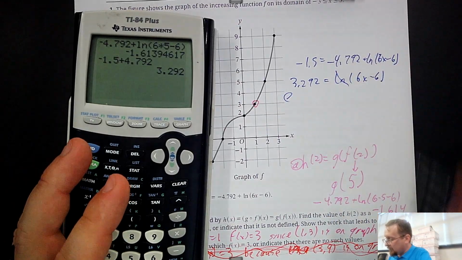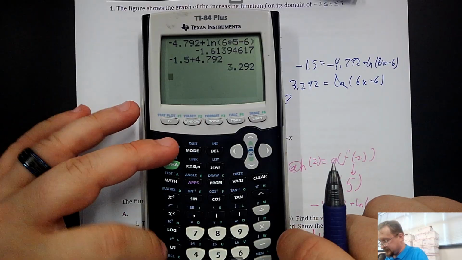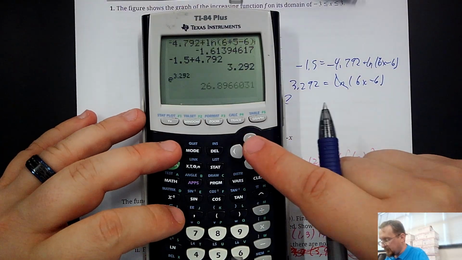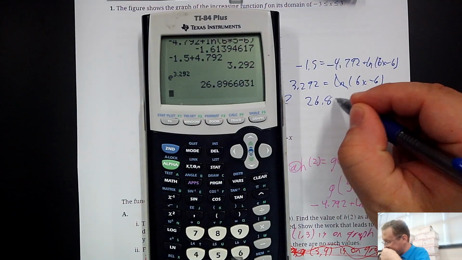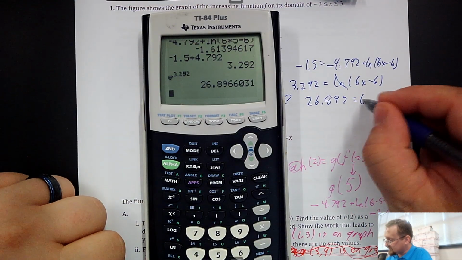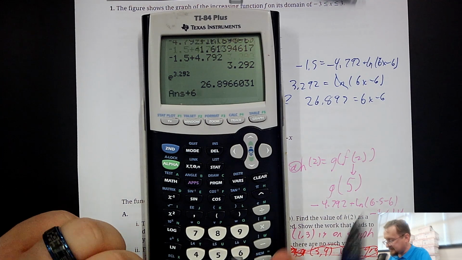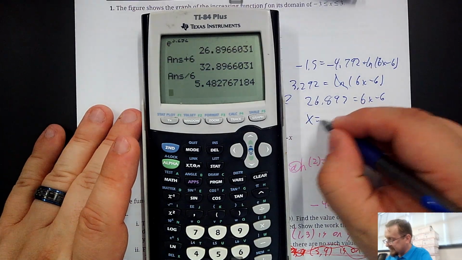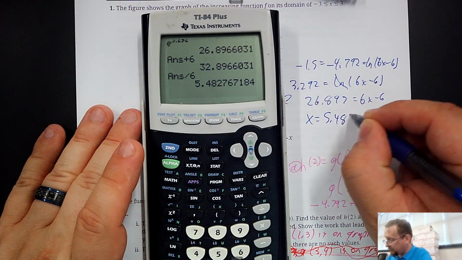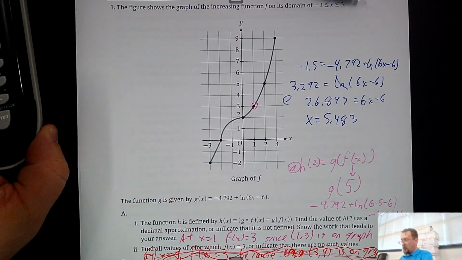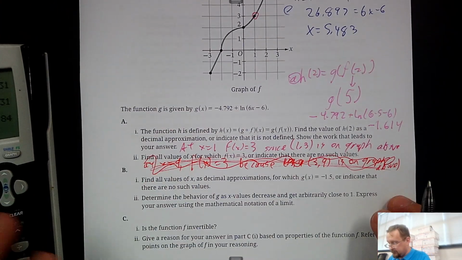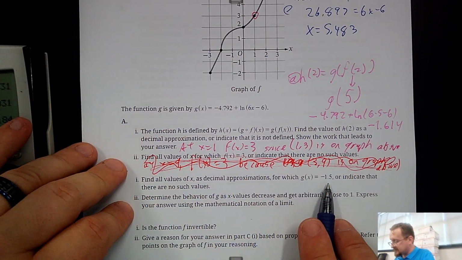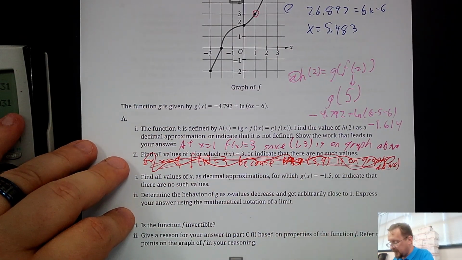So we're going to e up both sides. So we're going to take e raised to this number, okay? 26.897 is equal to 6x minus 6. So let's add 6, and then let's divide by 6. And I believe x equals 5.483. And I think that's the only one. That is the only value of x for which g of x is equal to negative 1.5. I hope I got that right.